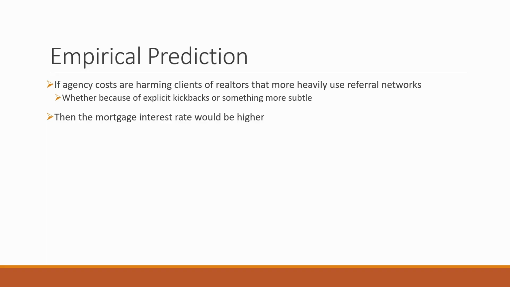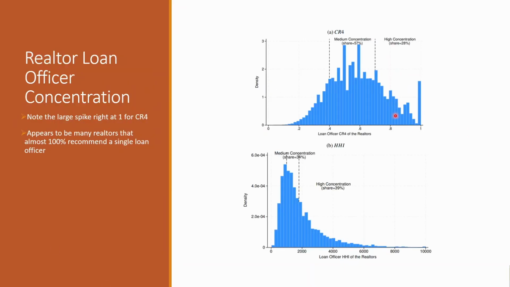So they have an empirical prediction, which is, let's say we have agency conflicts here that are harming the clients. It's probably going to harm the people that are heavily using the referral networks. And it could be explicit kickbacks, could be something more subtle. But we would expect to see higher mortgage rates for people that are working with the realtors that have high concentration.